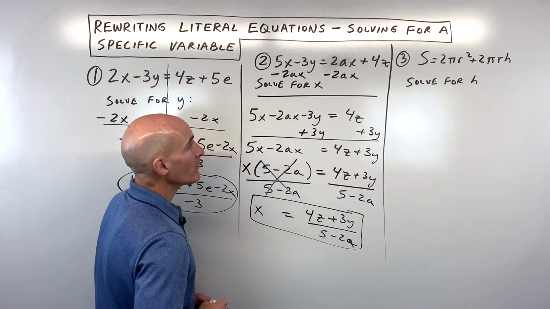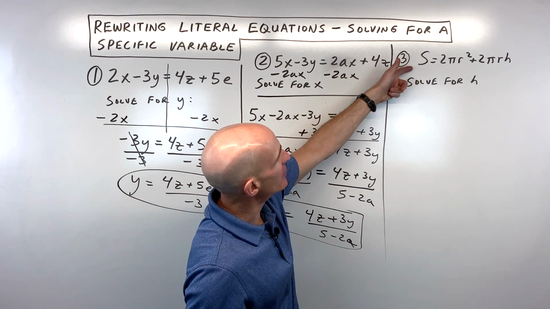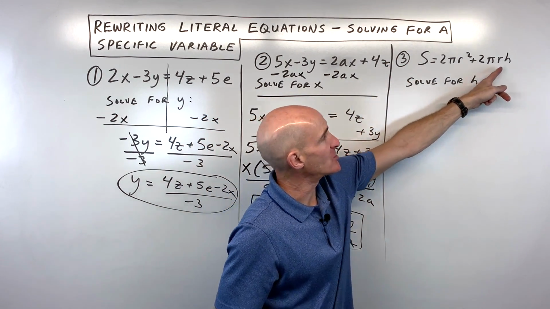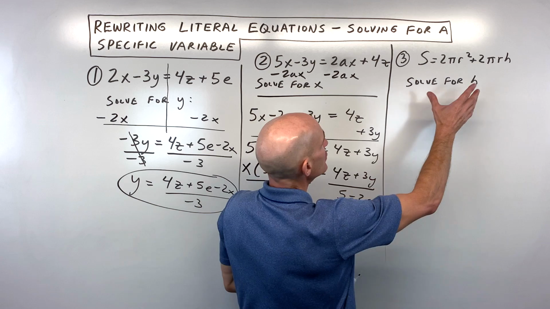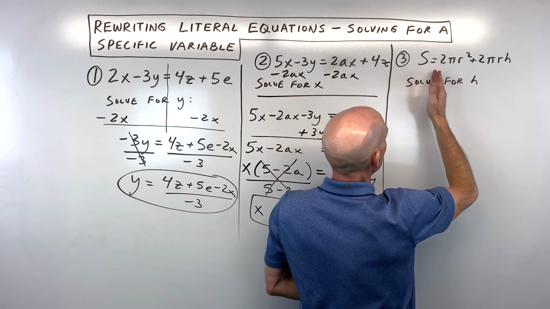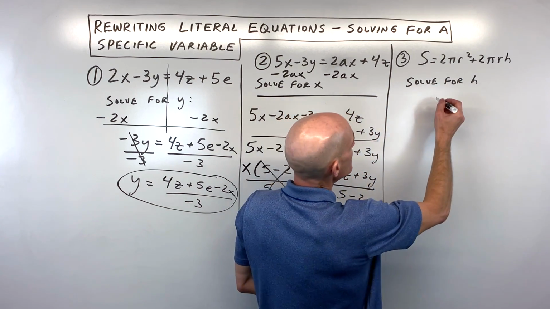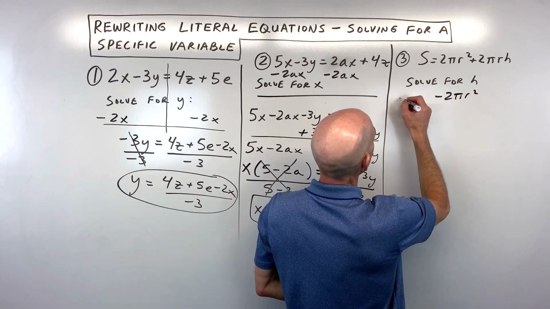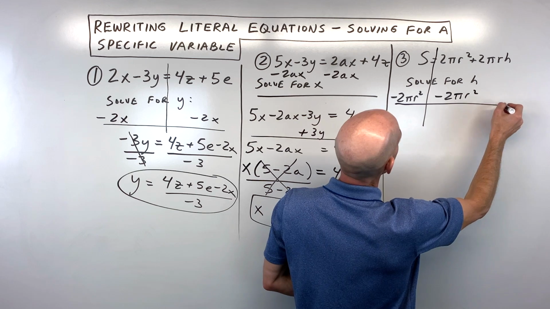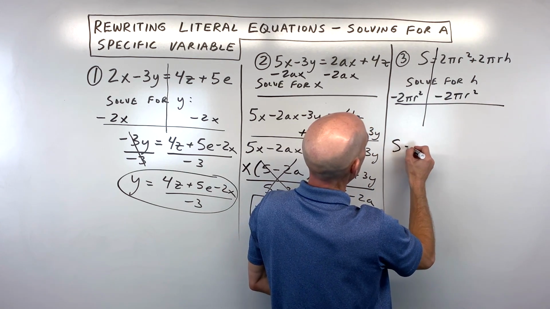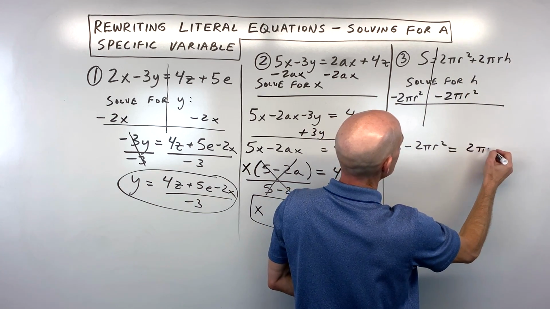One last example, number 3, we've got a formula here you probably recognize. It's the surface area of a cylinder, and we're solving for h, meaning we're trying to get this h by itself on one side of the equal sign. So again, I like to think about working from the outside in towards the h. If I'm on the right side of the equation, what's furthest away from the h? It would be this 2 pi r squared term. So what we'll do is subtract 2 pi r squared from both sides of our equation here. So if we do that, the 2 pi r squareds are going to cancel. We get s minus 2 pi r squared equals 2 pi r h.